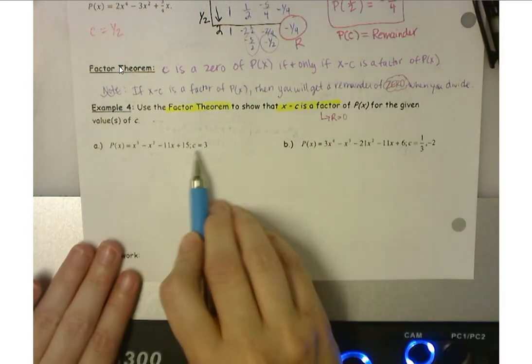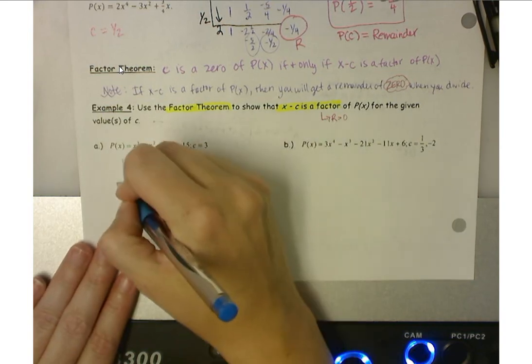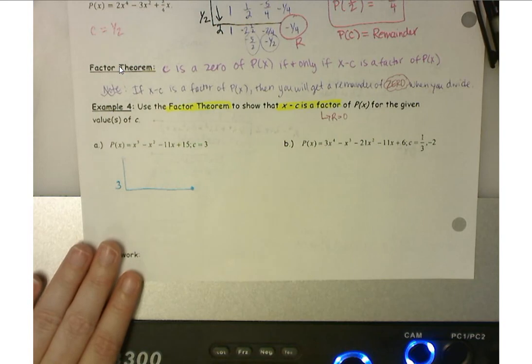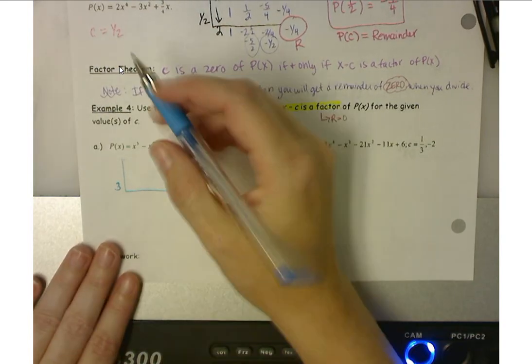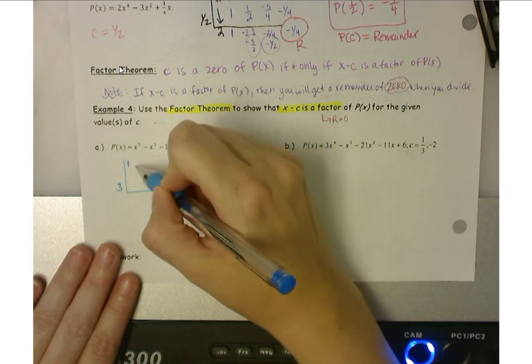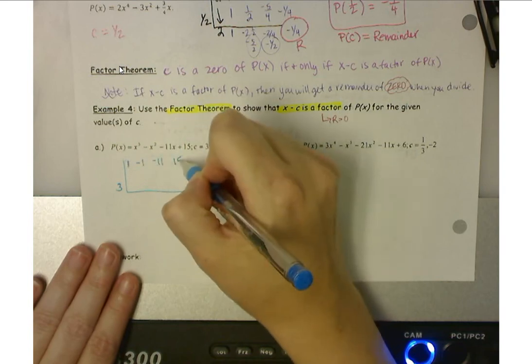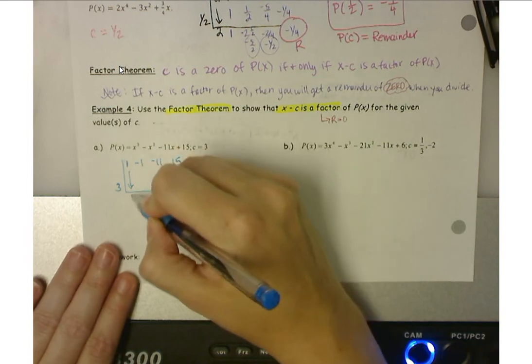So for this, they give you your c value of 3. So if they give you the c value, you don't have to solve. You can just go ahead and use 3. And then let's do our coefficients. So I have x cubed, which is 1. x squared would be -1. x is -11. Then I have 15, so I don't need any placeholders.